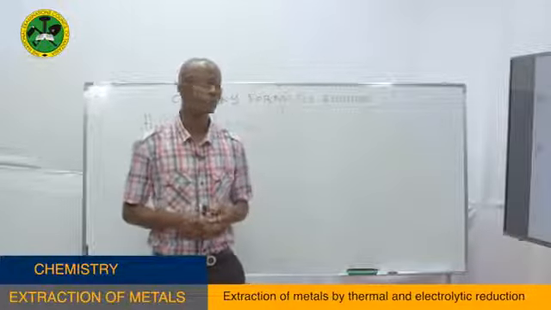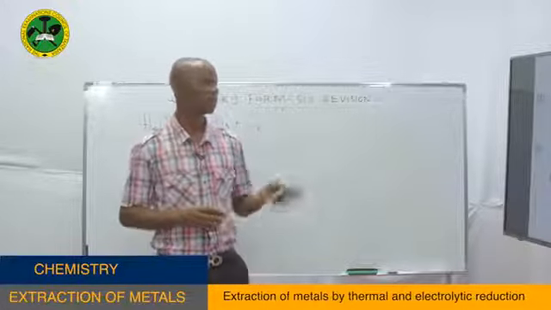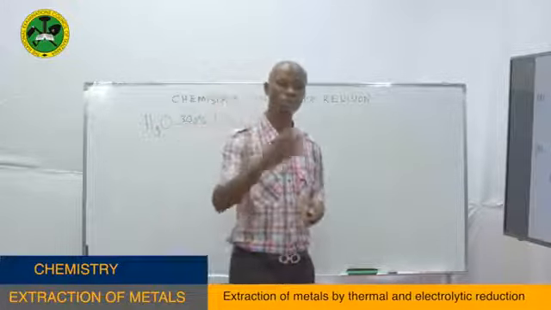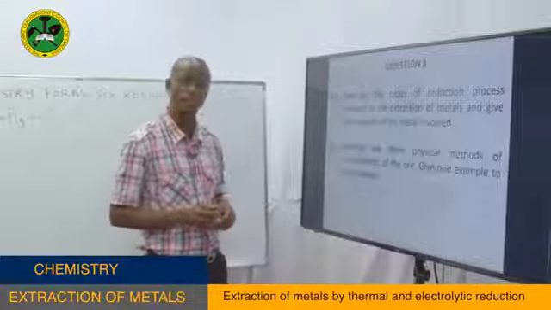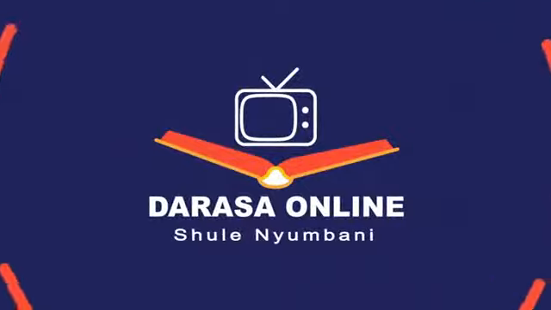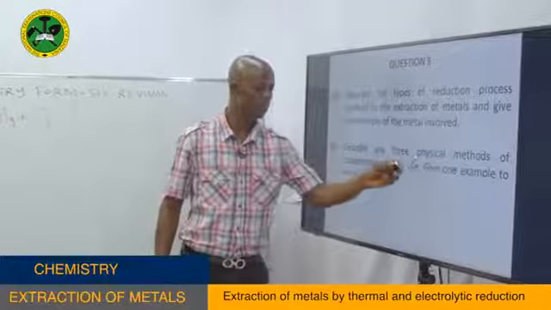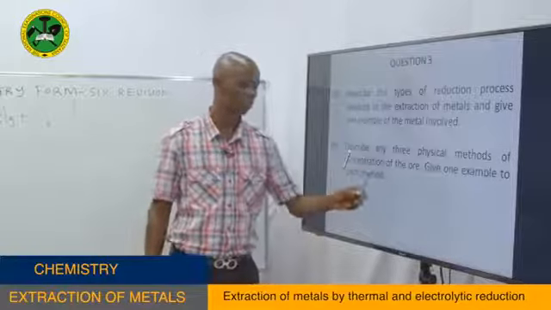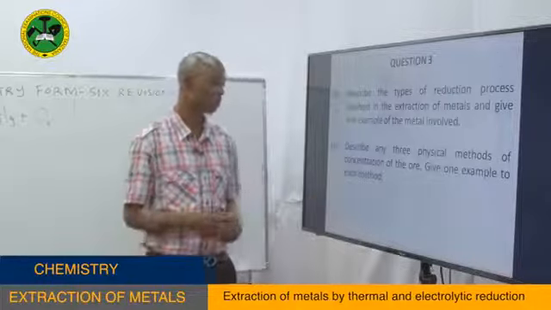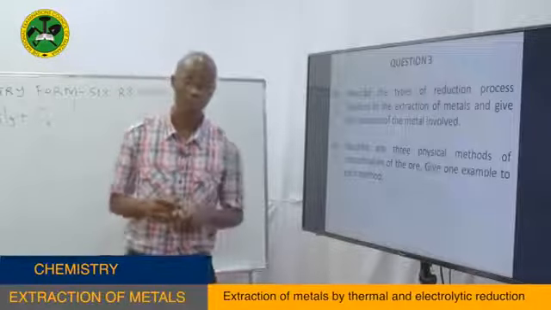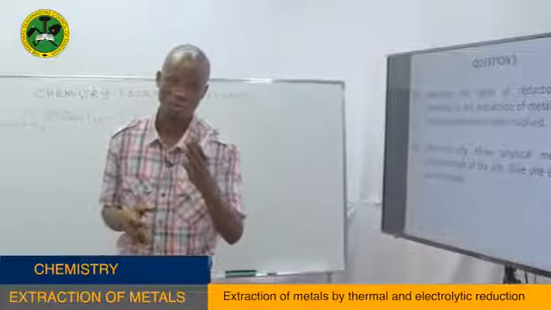Now, after we have seen question number 3, part A, we can go to question 3, part B. You are watching Darasa Online. The question says, describe any 3 physical methods of concentration of the ore. Give one example to each method. That question is also very simple, my dear students.